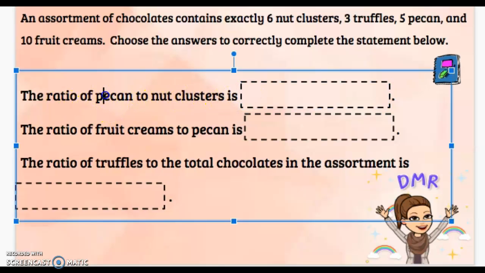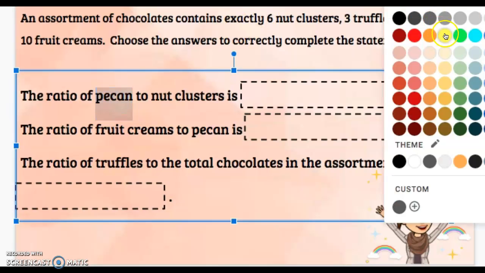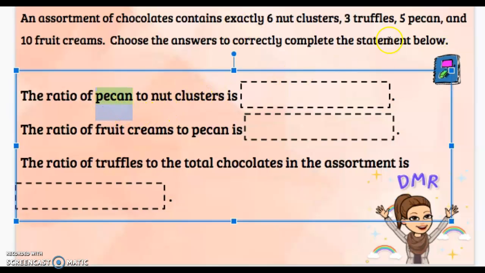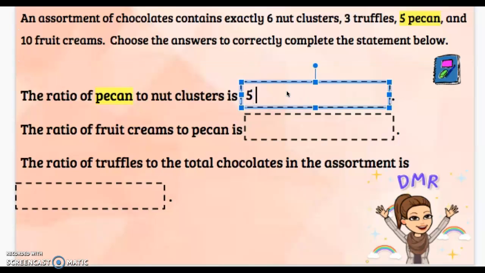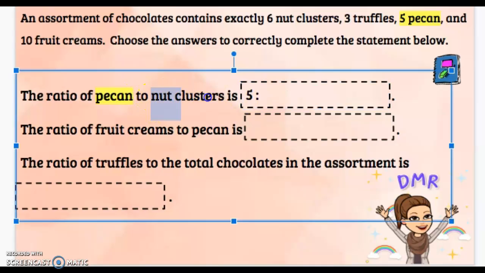So what comes first? I am going to highlight. What comes first? Pecan. So I'm looking in my question and I have 5 pecan. So that's first, 5. And they're not specifying which way I need to write this ratio, so I can write it however I want. So I'm going to use the colon. 5 colon, and then nut clusters.